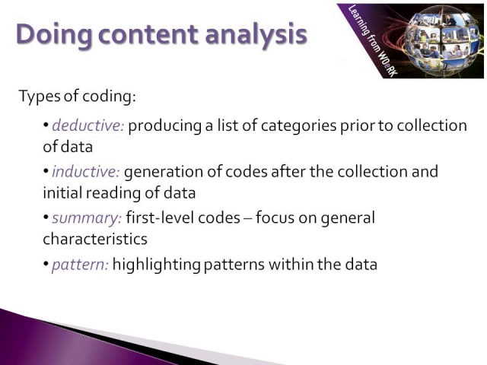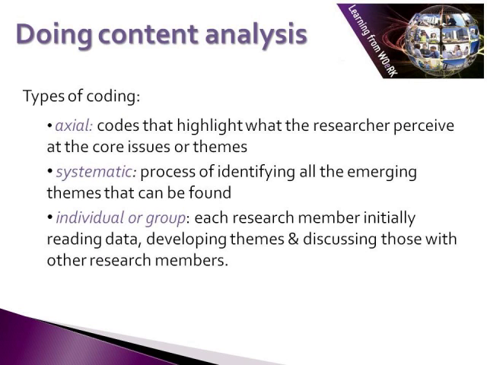We have what's called summary coding, and those are first level codes, which focus on very general, basic characteristics about the person you're interviewing and so on. Then we have pattern coding, which highlights patterns within the data. We also deal with axial codes, which highlight what the researcher perceives are the core issues or themes. We also have systematic coding, the process of identifying all the emerging themes that can be found as we're either listening back to our interviews or reading articles and so on.